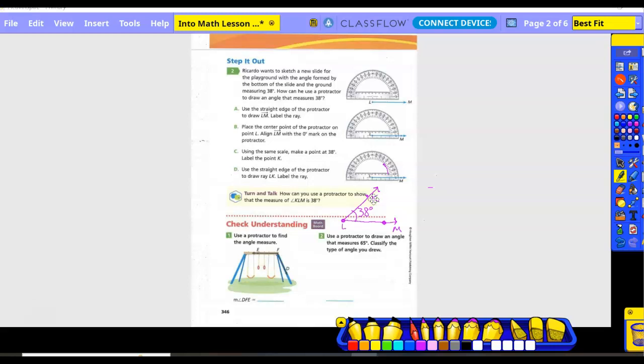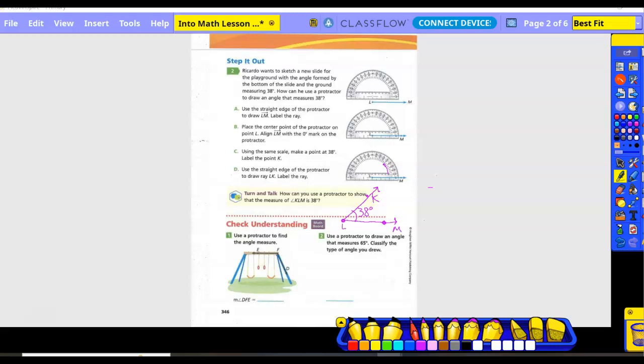Okay. Check understanding number 1. Use a protractor to find the angle measure. You might have to turn your paper some, right? Where are we going to put the center point of our protractor? On F, right? Okay, and then it's up to you.